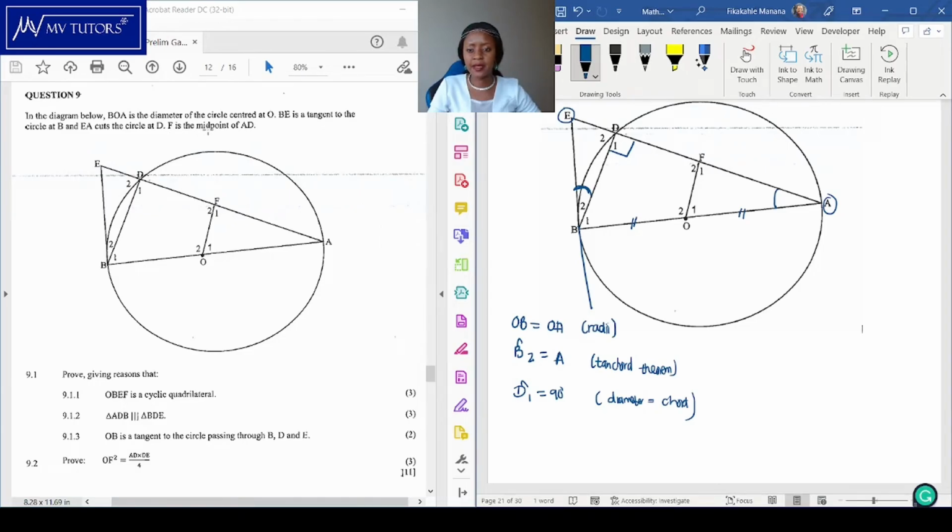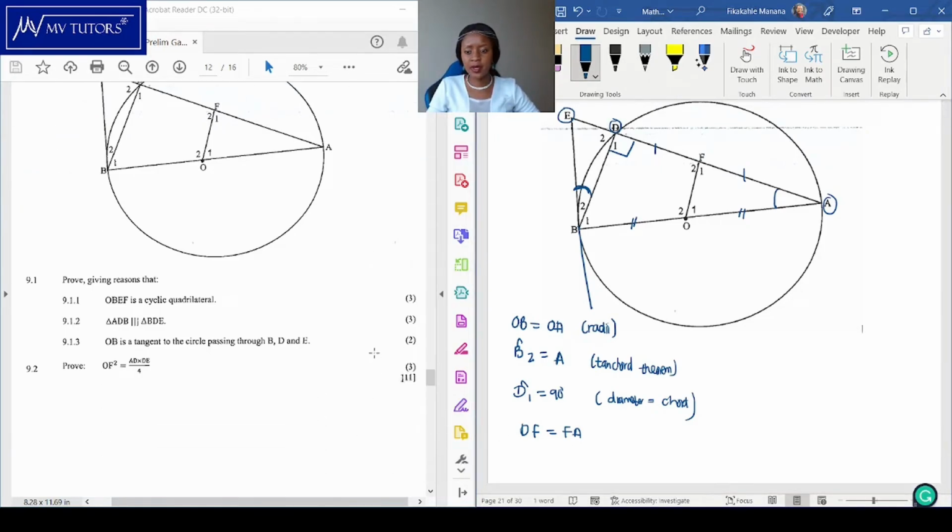What else do we know? We know that F is the midpoint of AD. So this is D and that's A, so F is the midpoint. So I know that DF is equal to FA. Okay? And I think we can start answering questions.